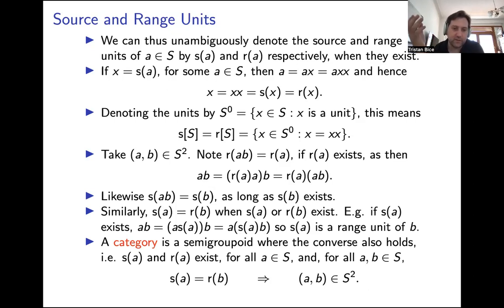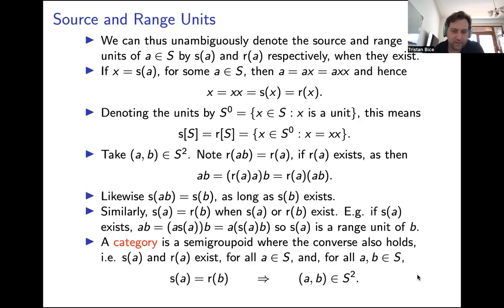So a category in this context is simply a semi-groupoid where this reverse thing also holds, that for one thing, source and range units always exist in a category, and that moreover, if you have two elements A and B, and the source of A is the range of B, then this should imply that the product of A and B is indeed well defined.